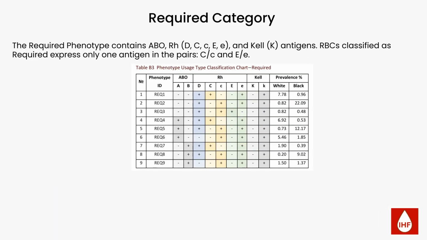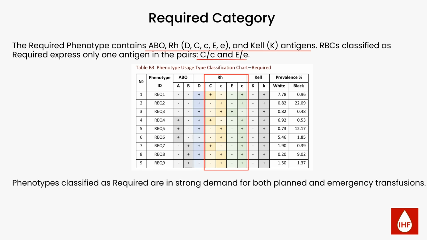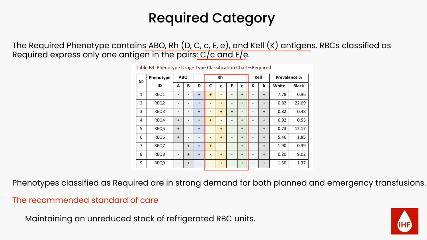The required phenotype contains ABO, Rh, and KEL antigens. RBCs classified as required express only one antigen in these pairs. Phenotypes classified as required are in strong demand for both planned and emergency transfusions. The recommended standard of care is maintaining an unreduced stock of refrigerated RBC units.